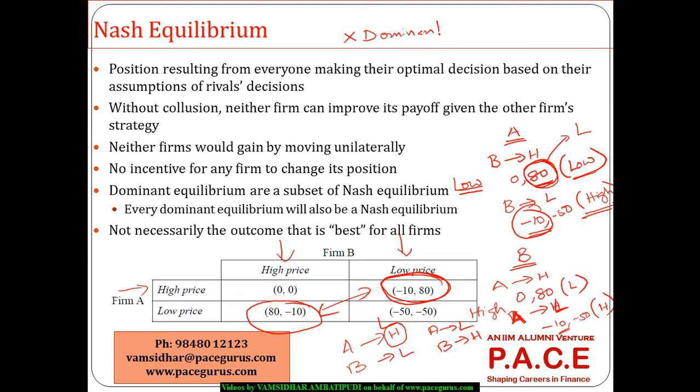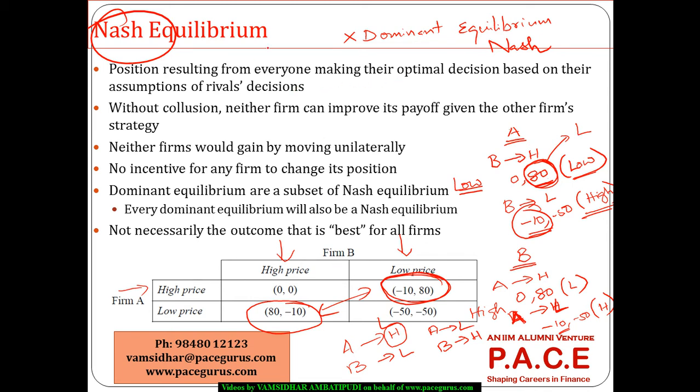But we say there is what is called a Nash equilibrium. Dominant equilibrium is not there, but we say that there is a Nash equilibrium in this example. Why are we saying that?